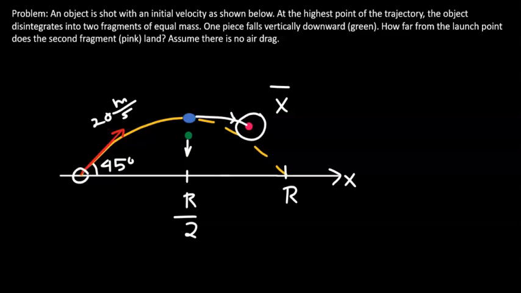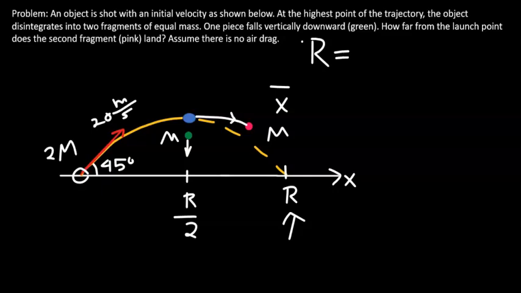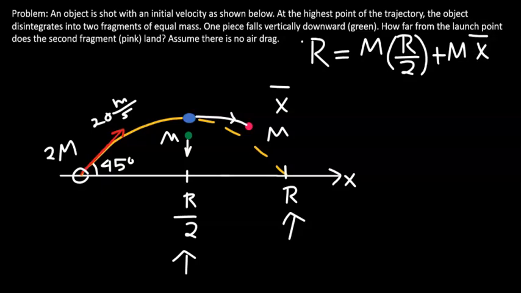Let's assume the original object has a mass of 2m. So each of these fragments would have mass m, because we are told that they disintegrate into two fragments of equal mass. Since we know the position of the center of mass, namely R, the center of mass point is given by the following formula: the mass of each piece times where it lands. The first fragment lands at R over 2. The second one also has mass m, but it lands somewhere. Let's call it x bar.